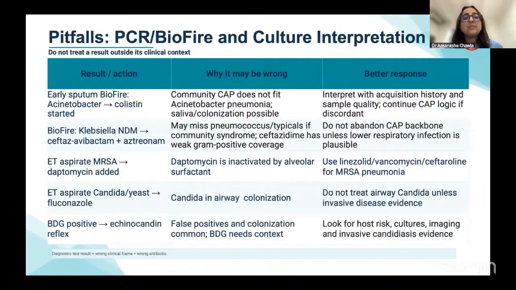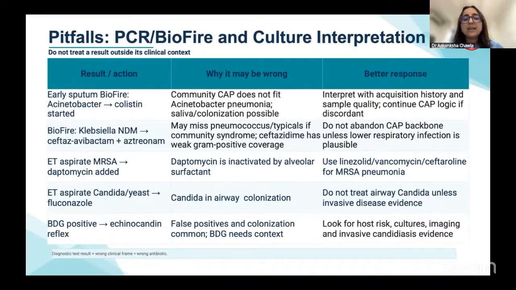Now, we often do PCR and Biofire tests for our patients, even cultures. They do have pitfalls. So you need to understand them and clinically correlate before just jumping onto the report and starting an antibiotic for your patient. For example, a patient with community acquired pneumonia has an early sputum Biofire showing Acinetobacter, and you started the patient on colistin. Remember, this is a community acquired pneumonia, so there is a possibility of colonization. You cannot disregard that. Just don't jump onto treating the Biofire report.